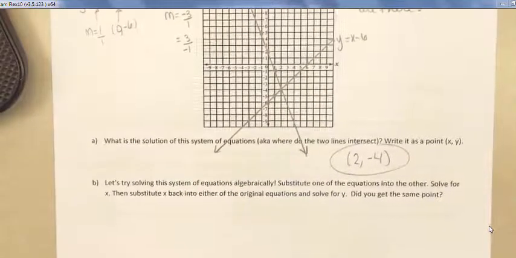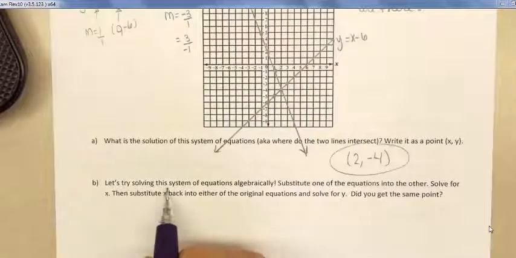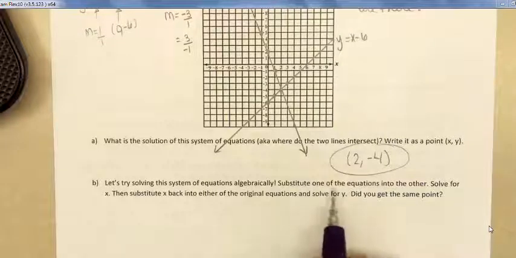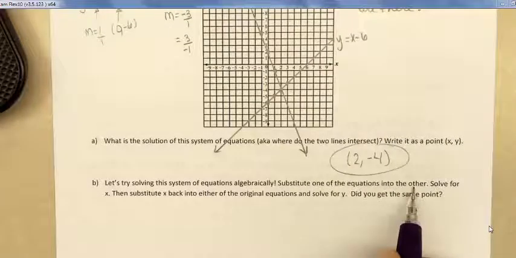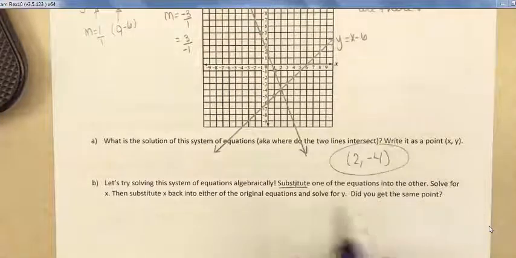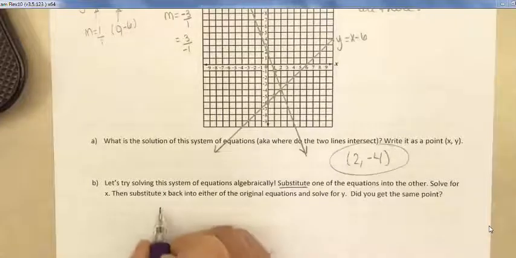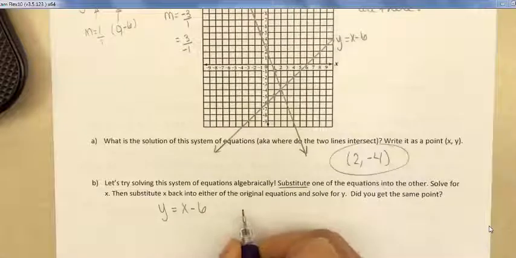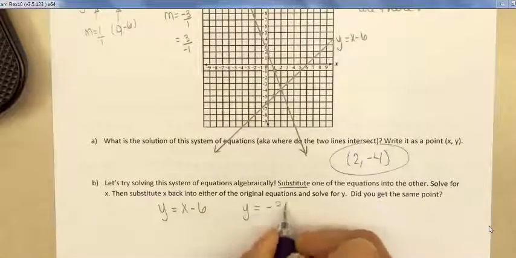Now, let's try solving the system of equations algebraically. So we'll substitute one of the equations into the other. Okay, so we're going to use that substitution property to substitute one of my equations in for the other. So notice, I'll rewrite the equations here. I've got y equals x minus 6 and y equals negative 3x plus 2.